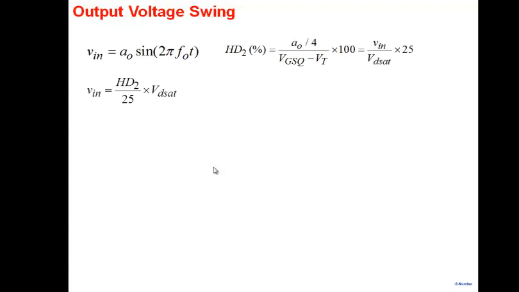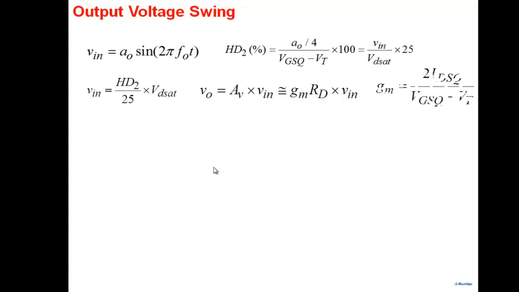So V in I can write as HD2 divided by 25 into VD sat. Now this is where an approximation I will make. I will say V0 is AV times V in. Note, this AV that I'm calculating, I'm obtaining from small signal approximation. Small signal approximation is not strictly valid here, so that's why one is writing here an approximate value, GMRD. So V0 then is equal to GMRD times V in.